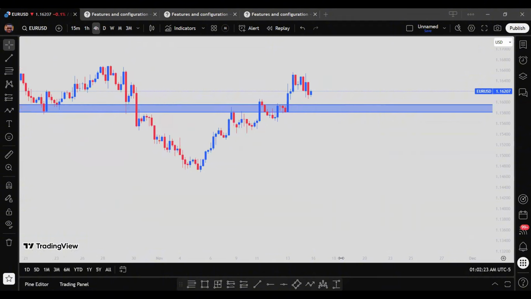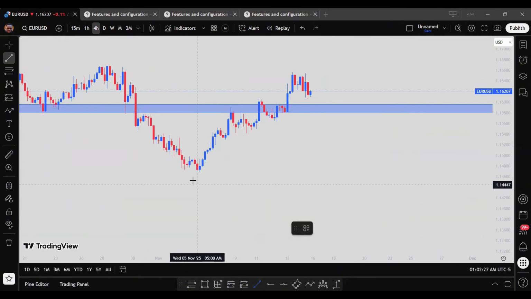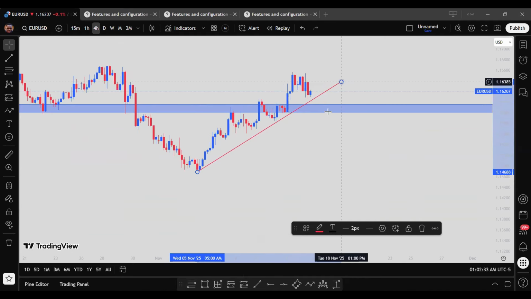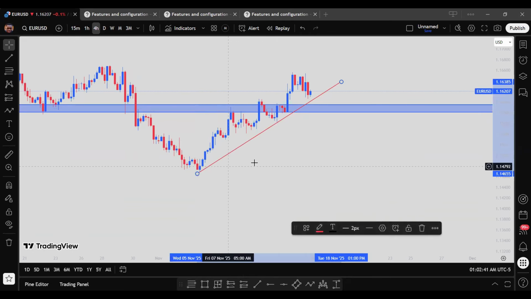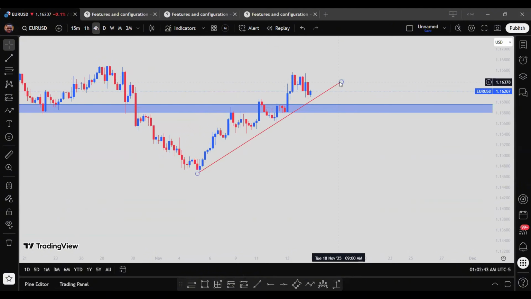If price could continue moving back to the downside and then start trading below this level, I'll be interested in getting into a sell trade. After we have a break of this counter trend and price starts trading below this level, I'll be interested in getting into a sell trade. If price was moving back to the downside, if we could have a break of this trend line here and also price starts trading below here, I'll be looking to get into a sell trade. So that's just how I'm looking to trade EURUSD.